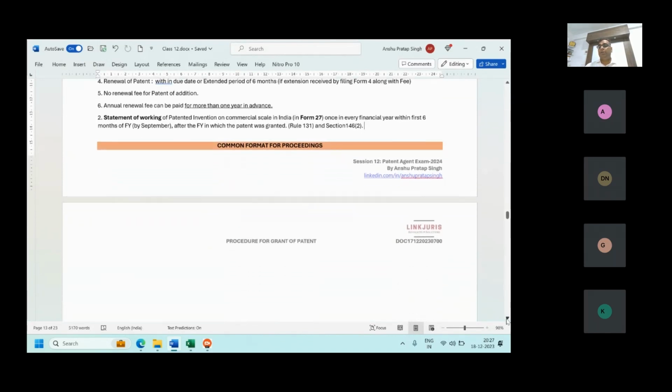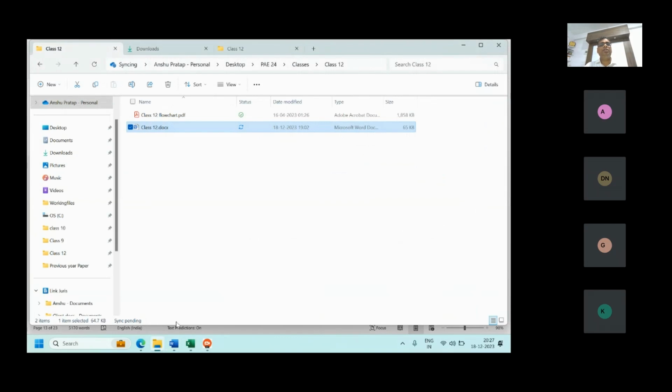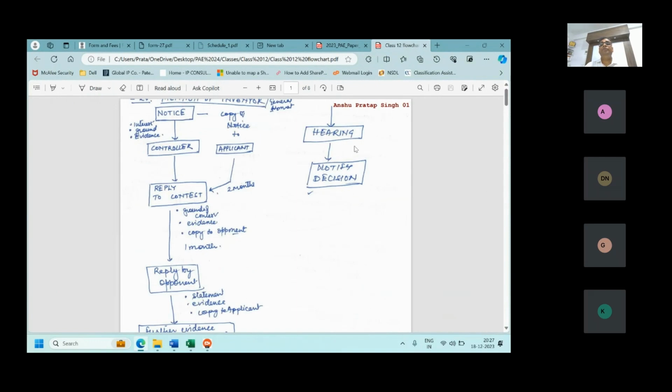Now, before winding up, I will talk about the common format of proceedings. See, all the proceedings in general in patent work in the same way. The steps are the same, the timeline might be different, but the steps are in general the same. So if you remember this, more or less every proceeding will work in this format. This is a general format.